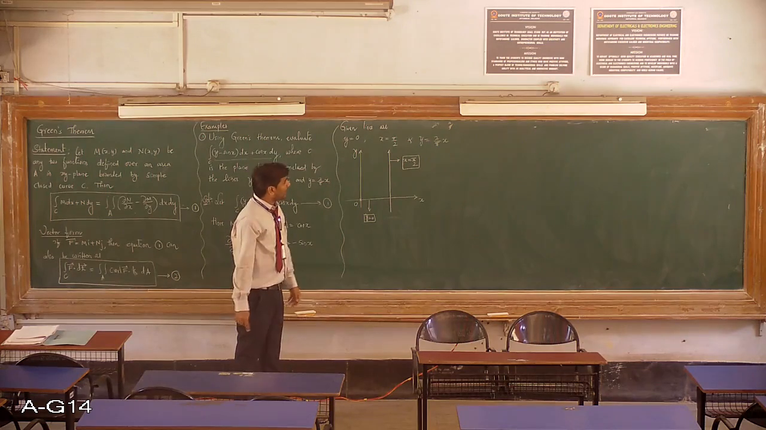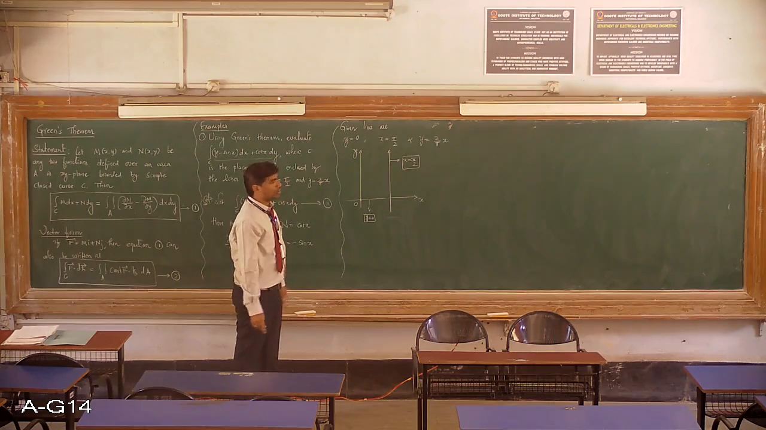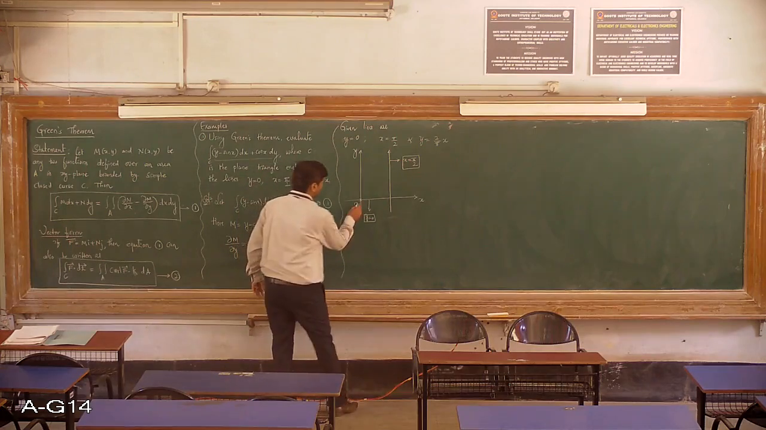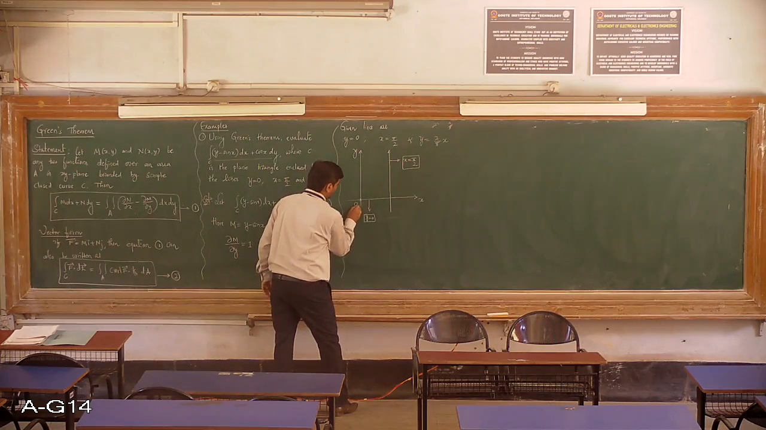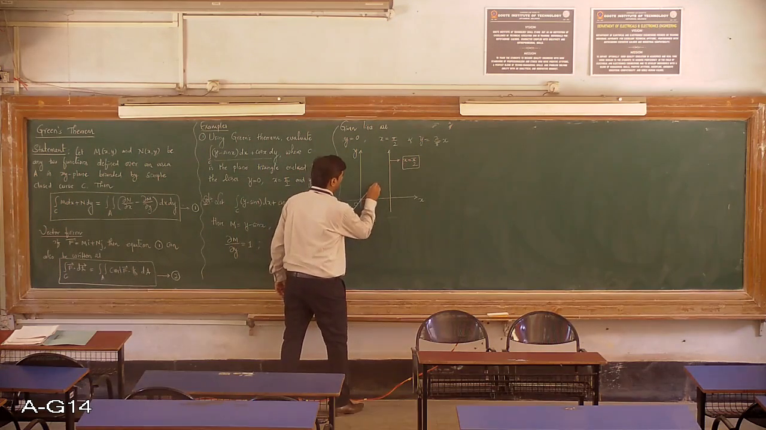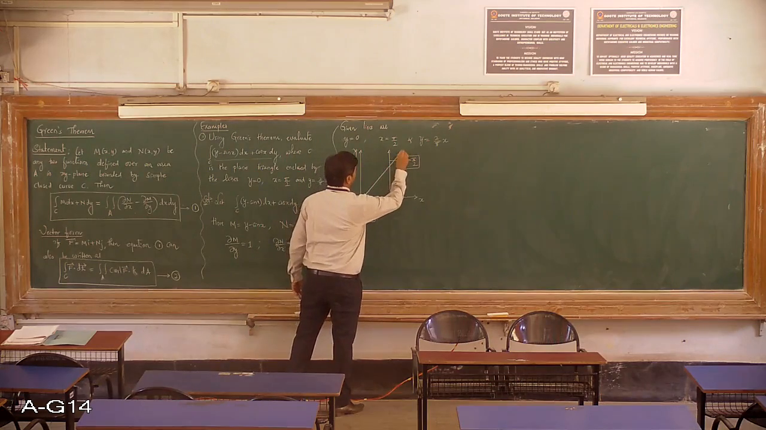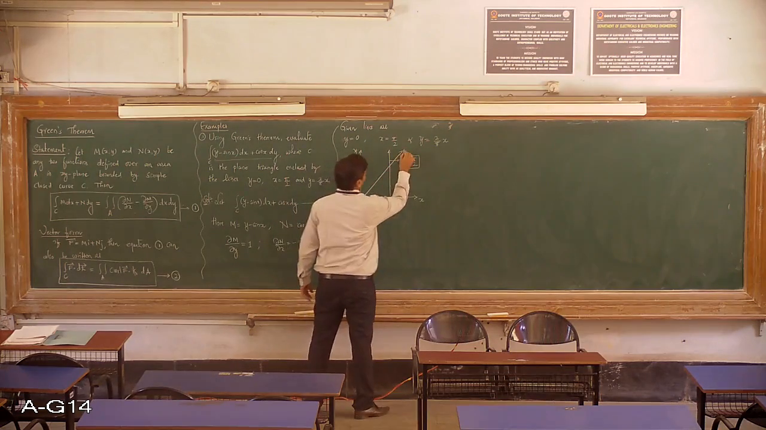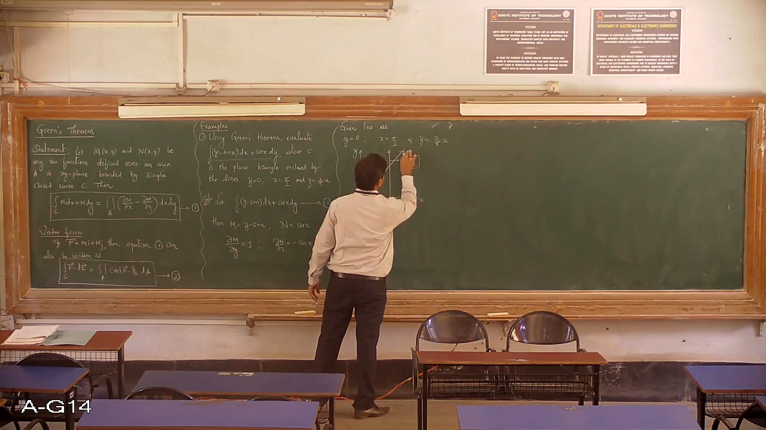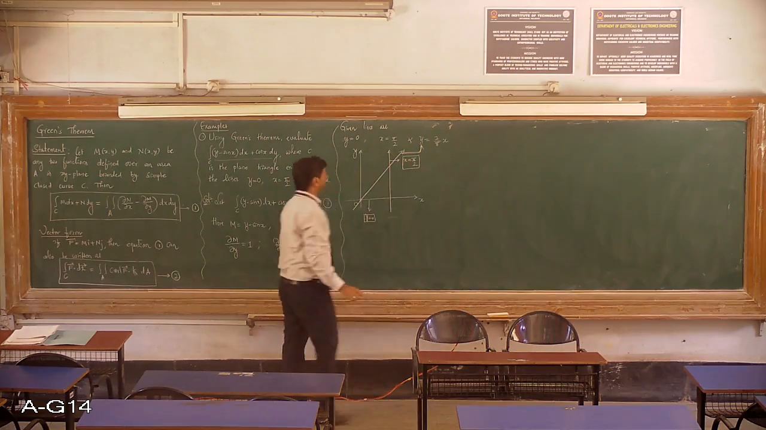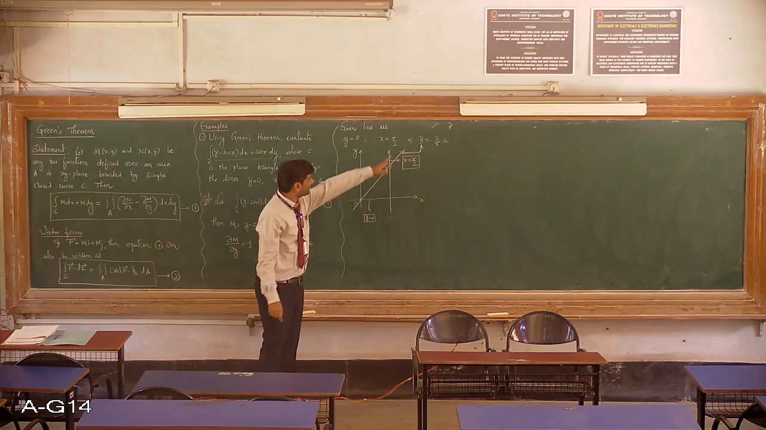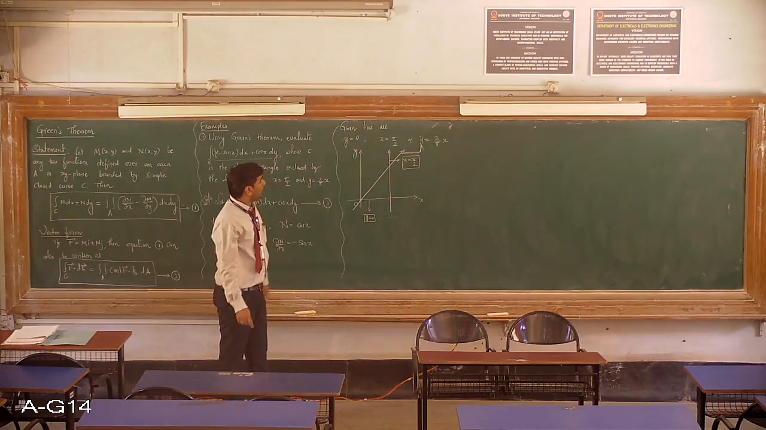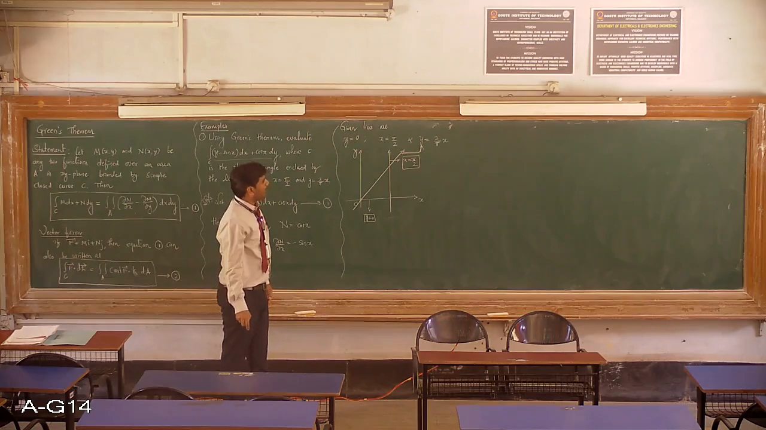So if you put x equals 1, then y equals 2 by pi, somewhere here. So it will be passing through the origin and it will move like this. And the equation of this is here only.